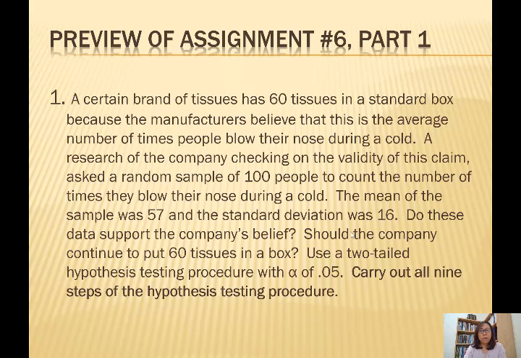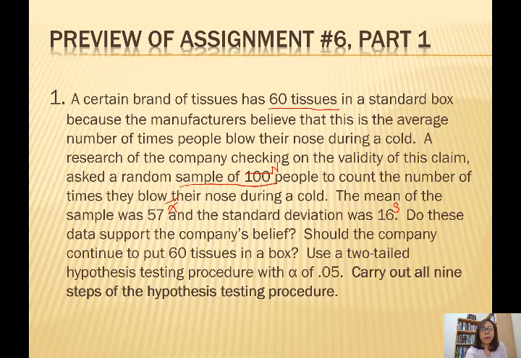So let's first look at what information is given. We know that there's 60 tissues in a box. We're not quite sure what that is, but we also know that there's a sample of 100, so that would be your N. And then there's the mean sample of 57, so that would be your X bar. And the standard deviation was 16, so we know that that's your standard deviation related to the sample.